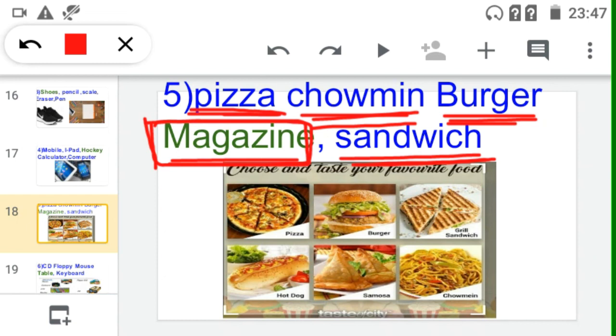Who has the odd feature? That is the magazine. So your answer is magazine. Magazine is the odd one. Correct. So your answer is magazine.